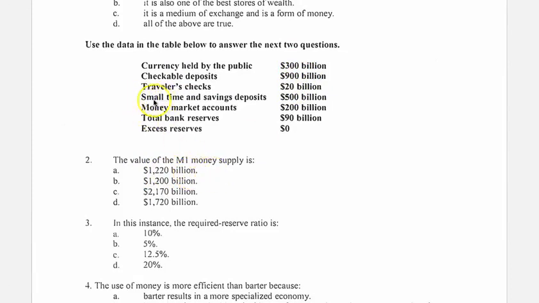The other items like small time and savings deposits, money market accounts, belong to the savings account balance. So if we are trying to calculate M2, we add M1 to the savings account balance to get M2. So for question number 2, A is the answer.